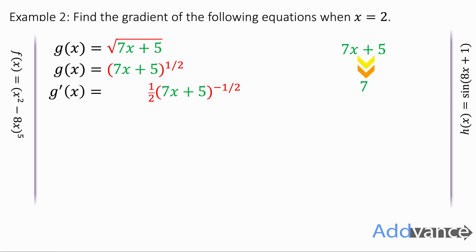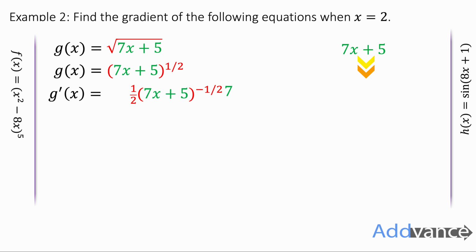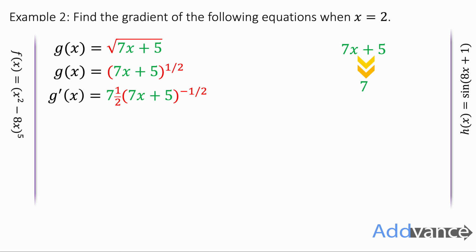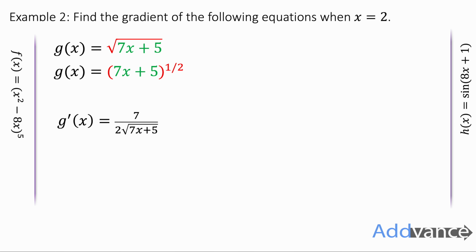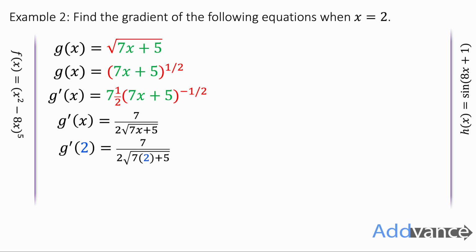and that becomes a half times the bracket to the power minus a half. And then 7x plus 5 differentiates to 7, so we multiply outside by 7. This simplifies to this. Just remember the minus a half makes it a divide by a square root, and you can simplify it like this. We can now substitute x equals 2 into this equation and type this into a calculator, and we get this. And that is the final answer. That is the chain rule for a square root function.